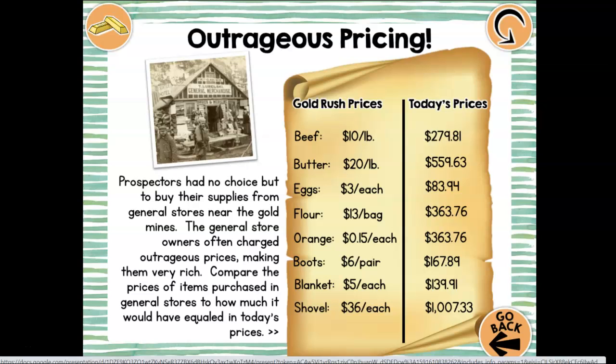Can you believe that? Eggs, $3 per egg, not $3 per dozen, $3 per egg, which is about $83 per egg. That's insane. So go ahead and look at this. Oranges, 15 cents per orange, which is the same as $363. So to pay that much money for one orange. So you can see that they had to go here. They didn't have any other choice.